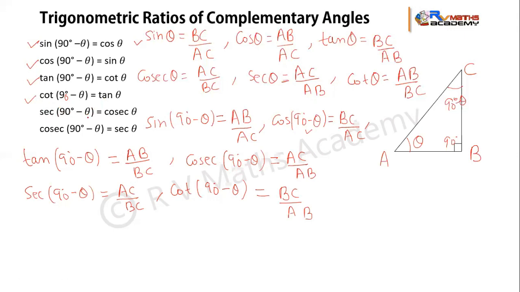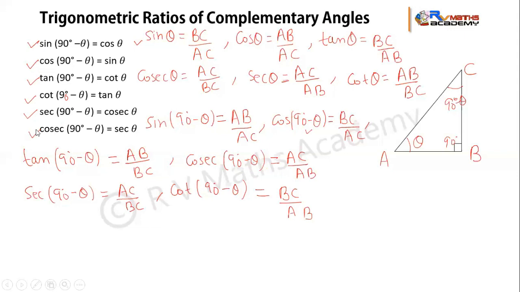Similarly, sec 90 degree minus theta is AC upon BC, and cosec theta is equal to AC upon BC. So they are same. So we can develop this relation, sec 90 degree minus theta is equal to cosec theta. Now the next one is cosec 90 degree minus theta, which is AC upon AB. You can see here sec theta is AC upon AB. So we have got these 6 relations.